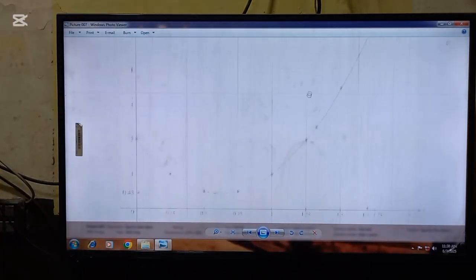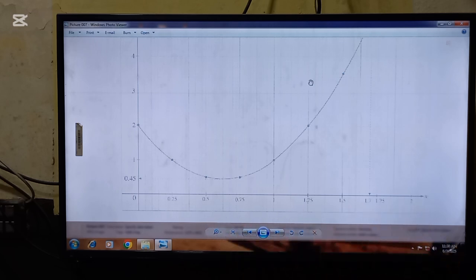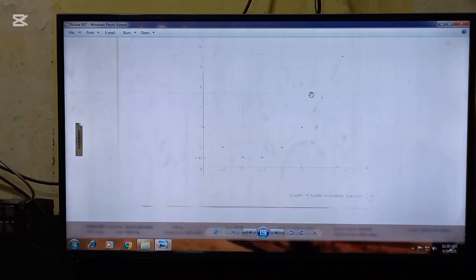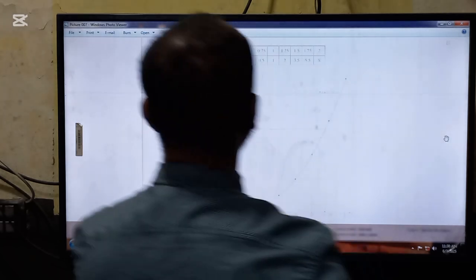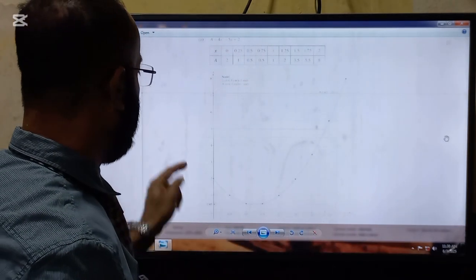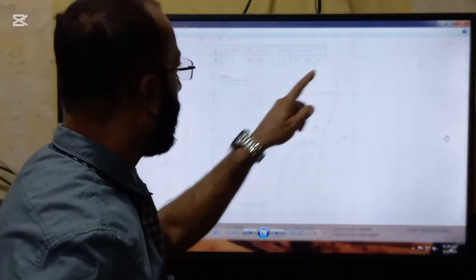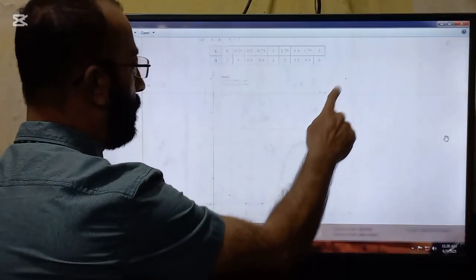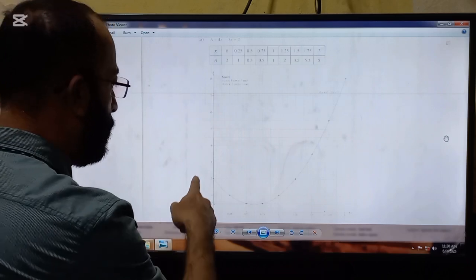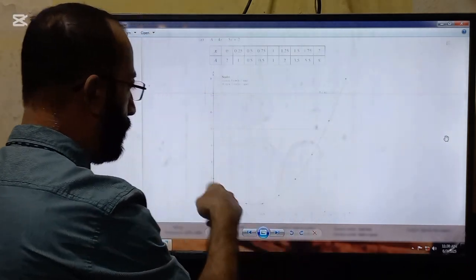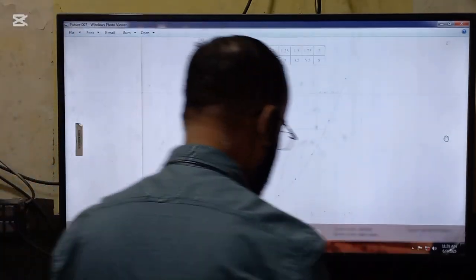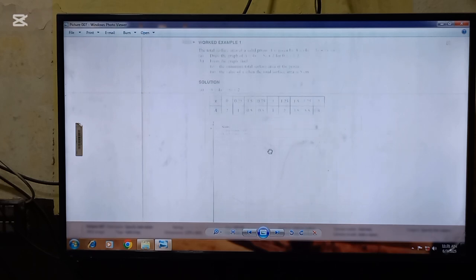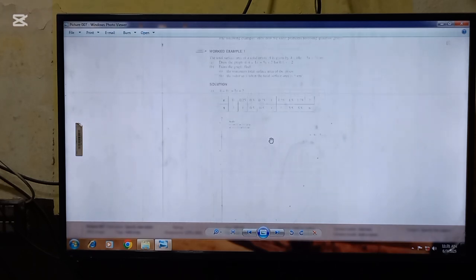So look, the horizontal line is represented by x. Next step will be to plot these values from the table onto the graph paper. So 0 and 2 will be this point and so on. So these points are plotted on the graph paper. The next step will be to join the points with the help of a freehand curve, not with the scale. So this curve is done now. From this stage, now we can solve the other parts.